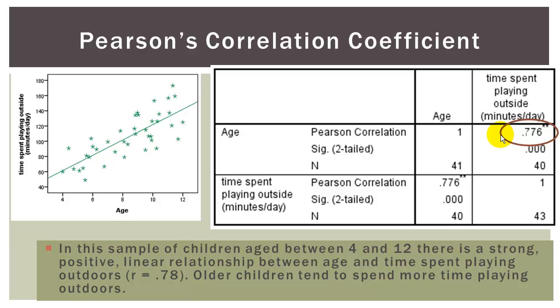Now I've been really careful here in how I've phrased that last sentence. I didn't say as children get older they tend to spend more time playing outdoors, because in this study we didn't watch what happened as children got older. It was a cross-sectional study. We just looked at a cross-section of children of different ages, and the older ones tended to spend more time outdoors. So that's how we phrase our description here.